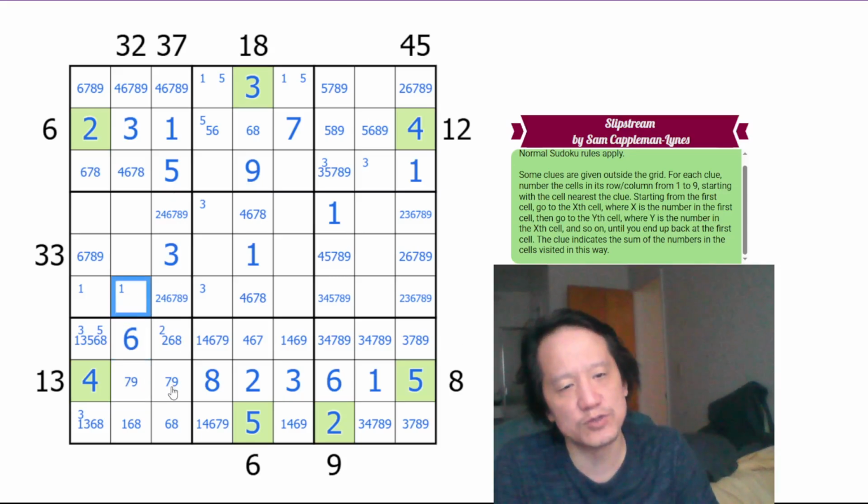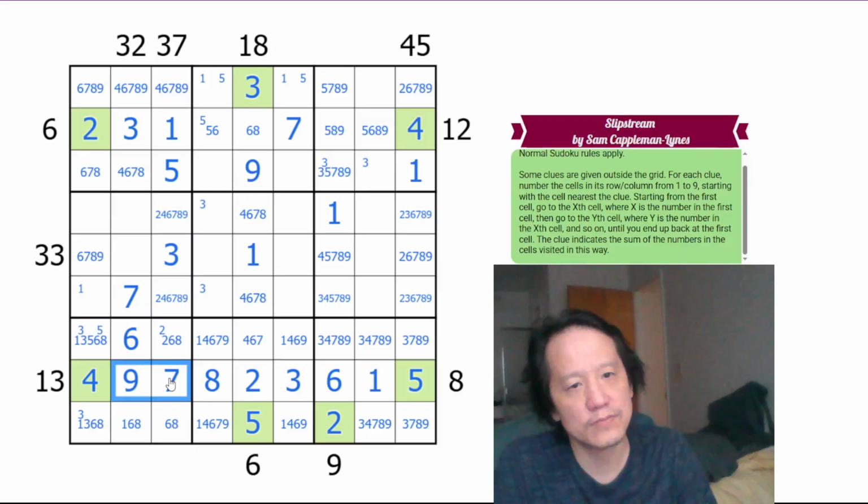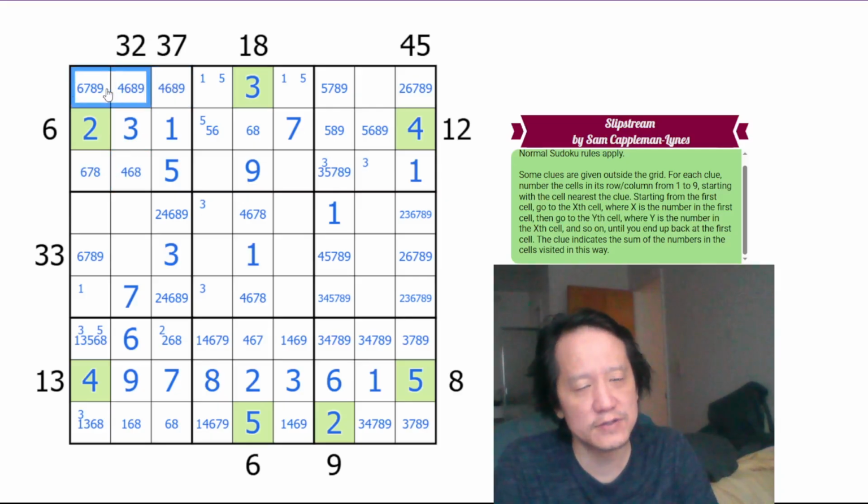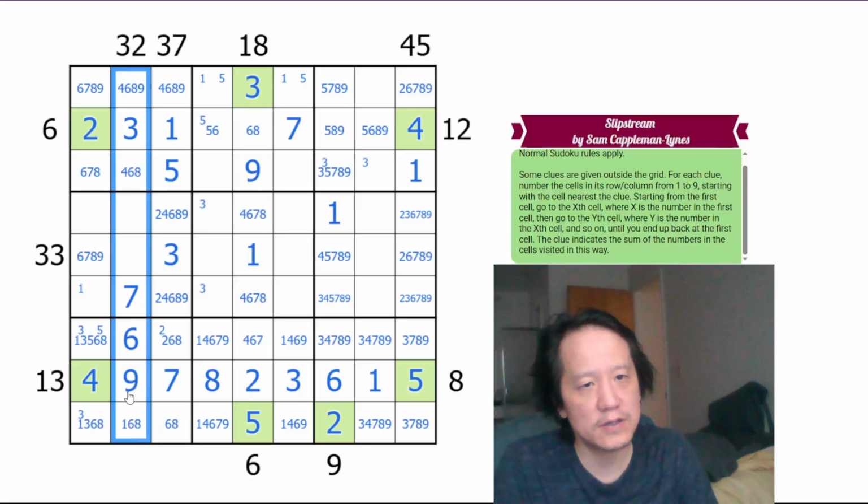So this is 6, which makes that 7, which makes this 9, which makes that 7. That means 7 cannot be any of these cells. We have a 6, 9 pair also in column 2, which eliminates 6 and 9 in the rest of the column. So this is a 4, 8 pair, which eliminates 4 and 8 in the rest of the column.